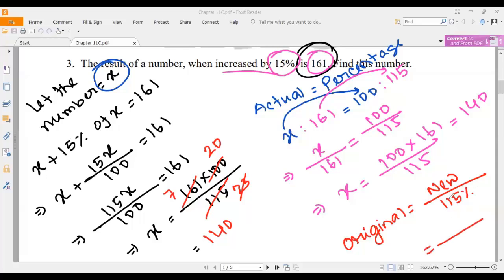So what is the new value? The new value represents actually 161. 115% is actually 115 by 100, which will be 1.15. Okay. So after dividing, you will get 140. And that is the solution of question number 3. I hope you understand this one properly.